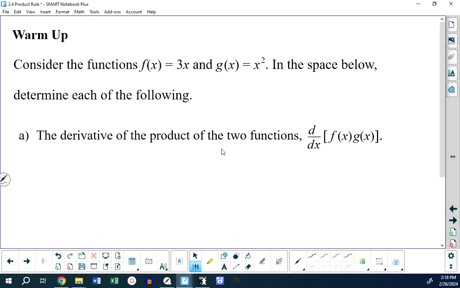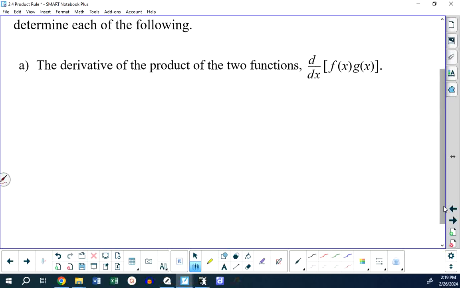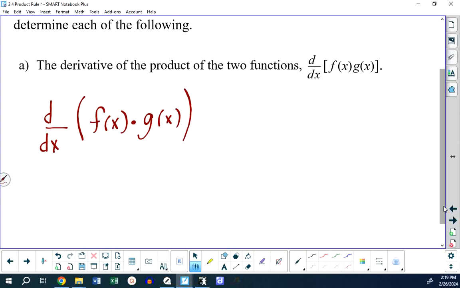So consider the functions f of x equals 3x and g of x equals x squared. In calculus, we can't get too much simpler than that. Determine each of the following. What is the derivative of the product of the functions? So when you take a look at this, which I'm going to rewrite a little larger, d dx of f of x times g of x, we have to multiply the functions first and then differentiate.